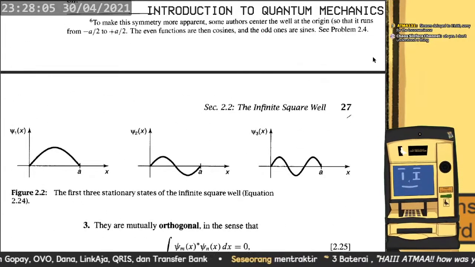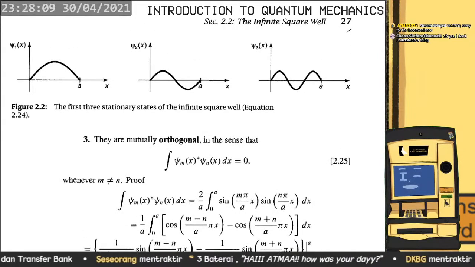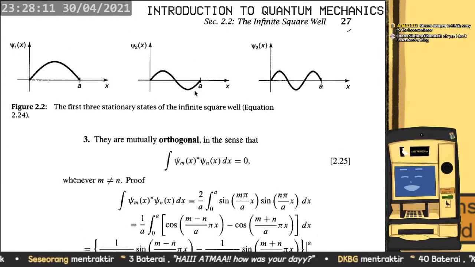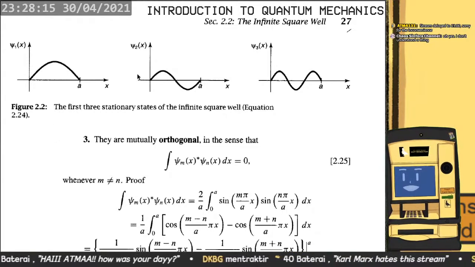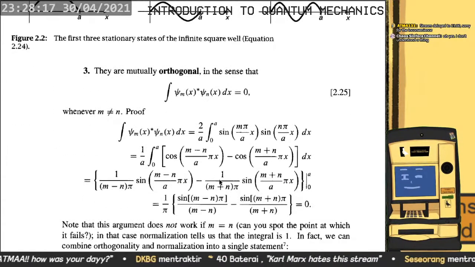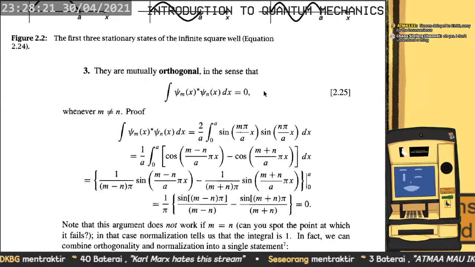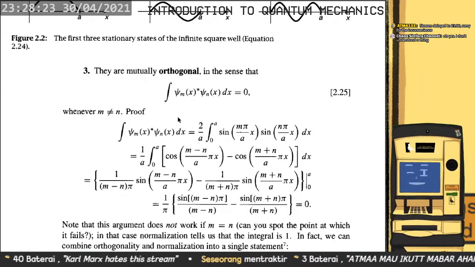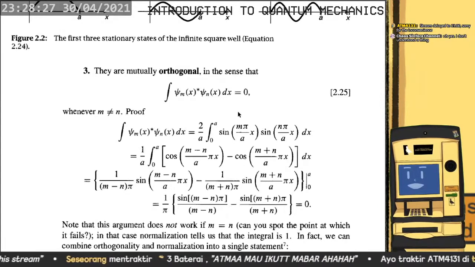Okay, let's just skip the footnote. So this is the first three stationary states of the infinite square well. This is the wave like this, and like this, and like this. Three, they are mutually orthogonal, in the sense that this equation holds whenever m does not equal n.